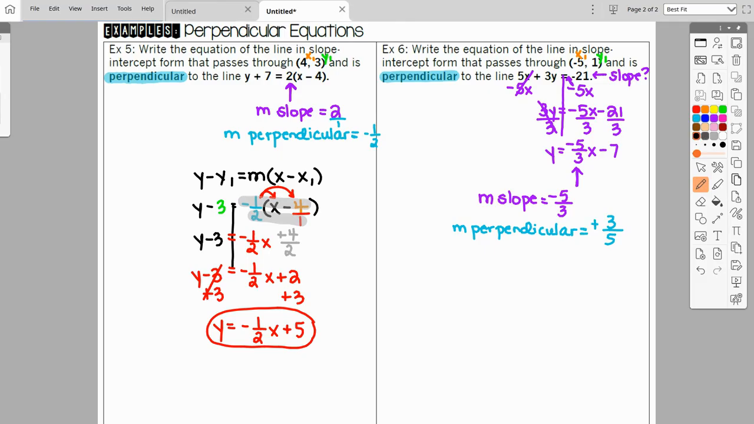That's the slope I'm plugging into my point slope form, y minus y1 equals m parentheses x minus x1. I keep the y and subtract my y1, which is 1 for this problem. I equal it to the new perpendicular slope of 3 over 5. That's in front of my parentheses of x minus, and I'm subtracting my x1.